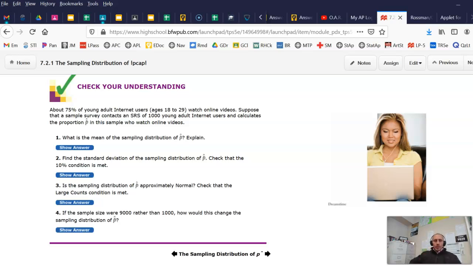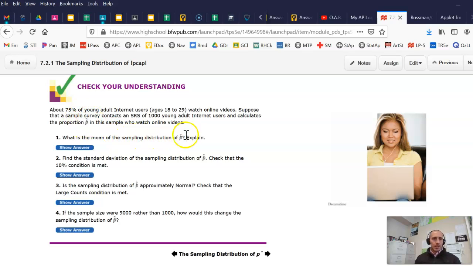All right, so take a look at the check your understanding, pause the video, give it a go, come back when you're ready. So 75% of adult internet users watch videos online. We survey a simple random sample of 1,000 young adults and calculate the proportion. This, again, is the sample proportion.